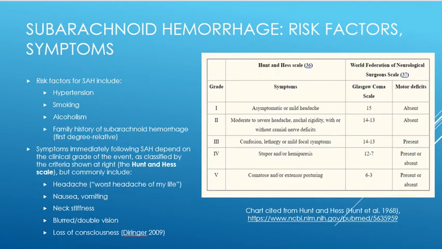Risk factors that contribute to subarachnoid hemorrhage include hypertension, smoking, excessive alcohol consumption, and family history of subarachnoid hemorrhage, family history meaning a first-degree relative. And the treatment for these kinds of hemorrhages depends on the severity, which can be classified according to the Hunt and Hess scale, which we've put to the right of this slide.